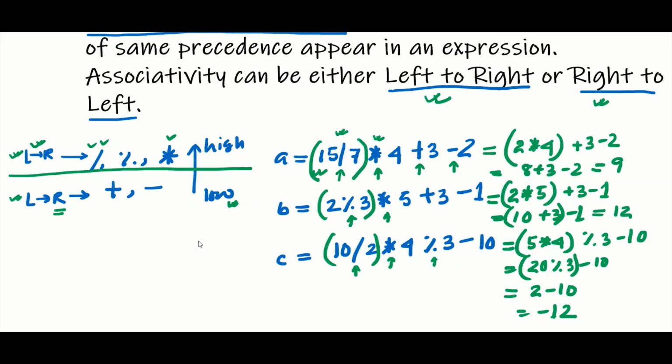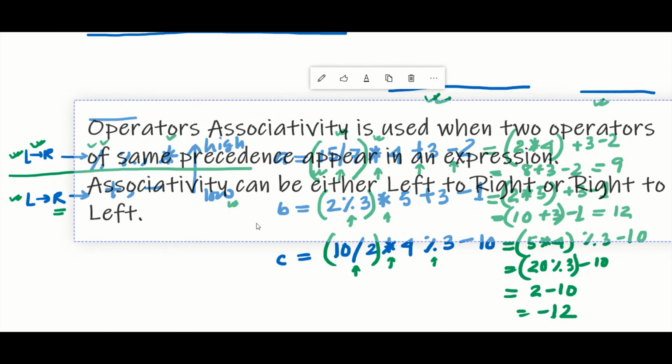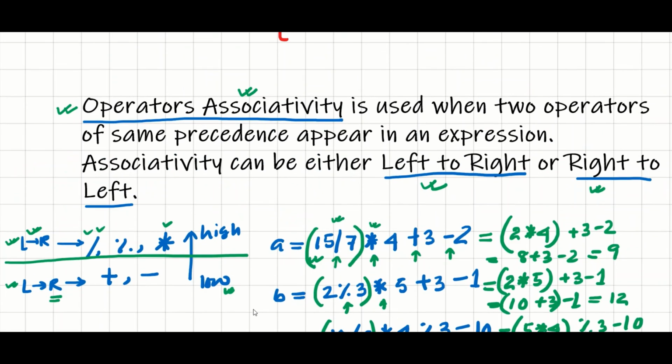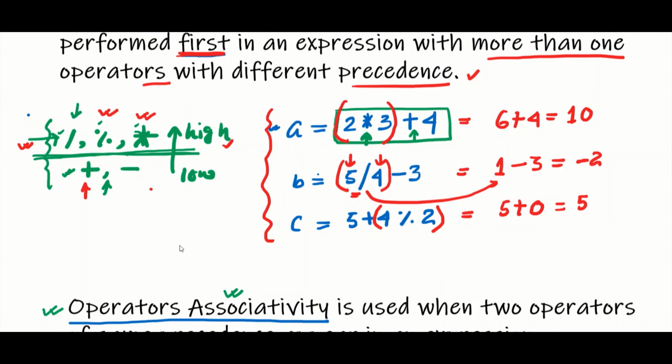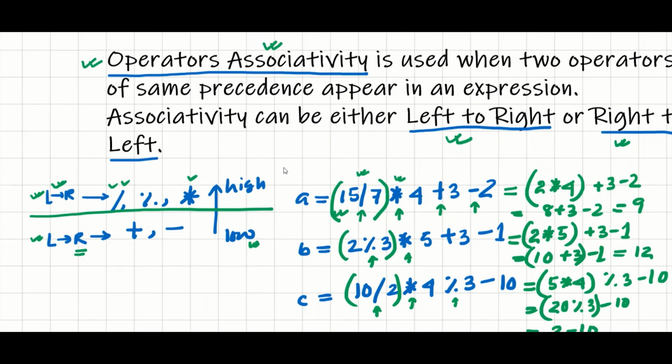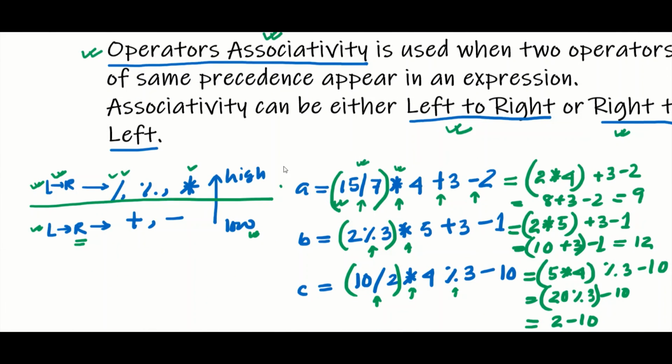Okay, so I hope you have understood how operator precedence and associativity help us solve the problem when there is an expression where multiple operators of different precedence occur, or when there is an expression where multiple operators with equal precedence occur. So when their precedence is equal, follow the associativity. When precedences are different, then follow the precedence table.